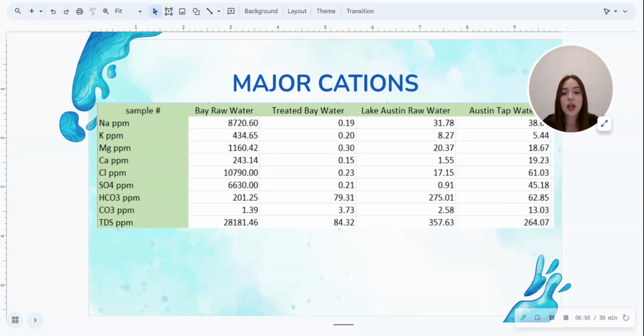Here we have the major cations for each of the different cations in the sample water. So for bay water, you can see that they're a lot higher than the other ones for just about all of the cations.